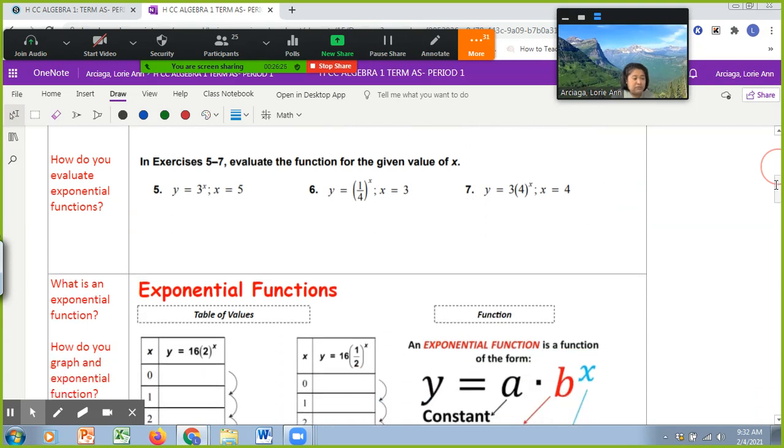Evaluate the function for the given value of x. So you're not graphing, you're simply evaluating. If you're evaluating, you just plug in. All right. So can you tell me what the answer is to number 5, if you plug in 5 for x?